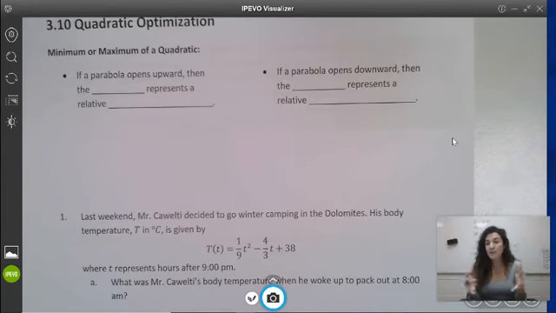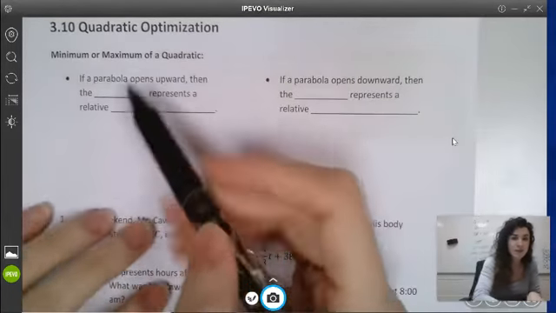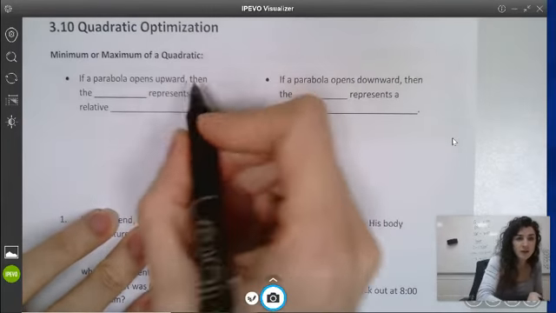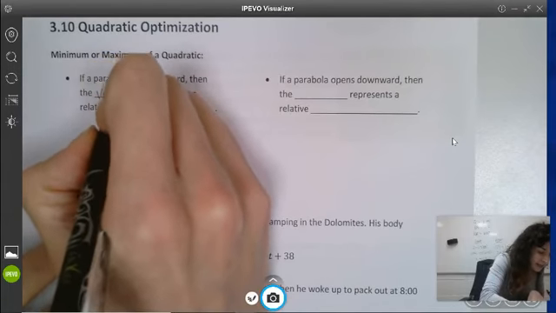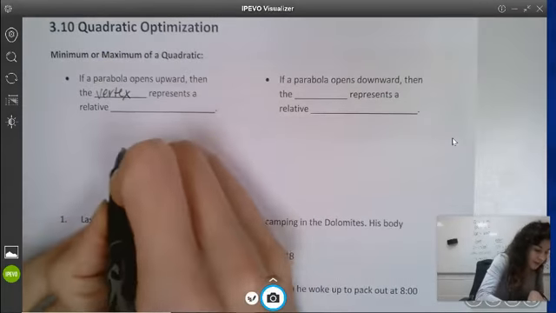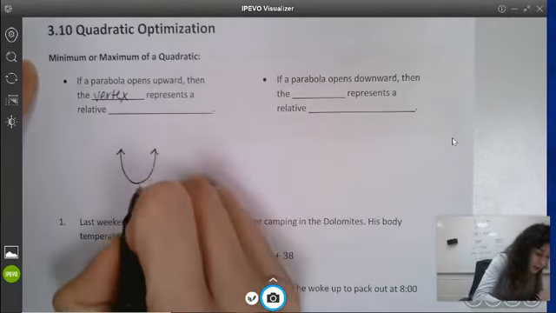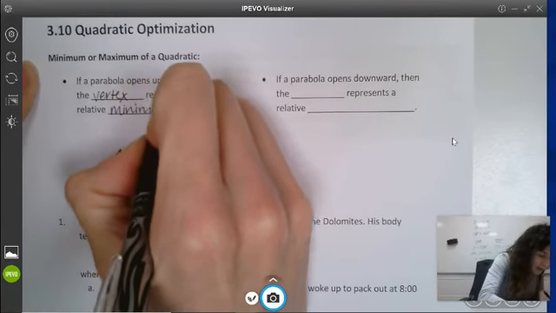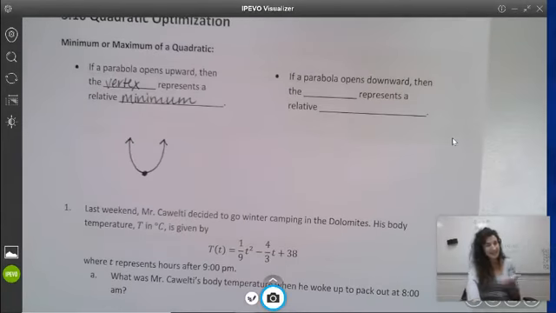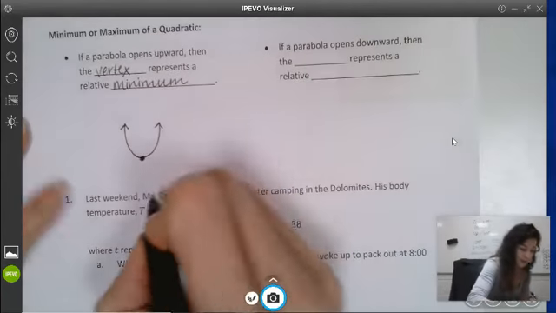Okay, so when we're talking about a visual representation of a quadratic equation, in other words, a parabola, we are going to talk about a lot of main behaviors, but the first one I want to talk about is the vertex. So if the parabola opens upward, then the vertex represents a relative minimum. And since it is a parabola, it's the only minimum, so we could just call it the minimum, but we could also call it the relative minimum.